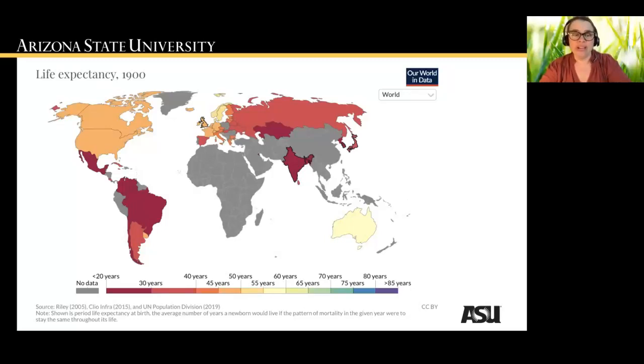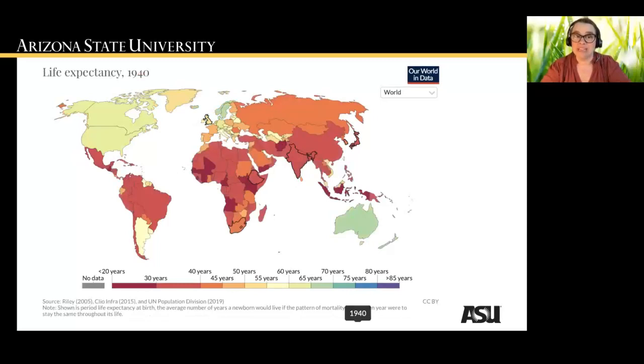All the grayed out areas, they didn't even have data on. United States, average life expectancy was about 40 to 45, maybe 50 years. When we look at South America, it was like 30 to 40 years. Central America, same. When we look at Europe, we see somewhere between 40 and 50 years. And then in Asia, somewhere between 30 and 40 years. But when we look at 1940, there was a huge shift, and that was only 40 years.